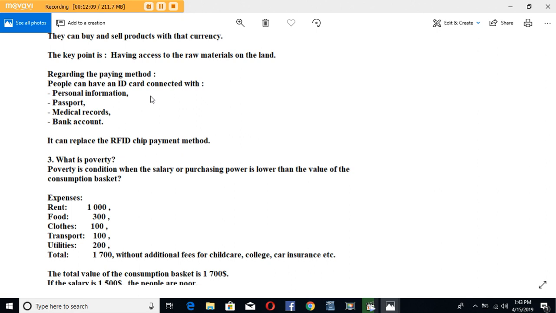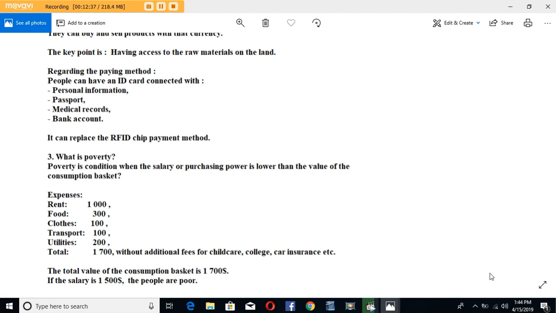3. What is poverty? Poverty is the condition when the salary or purchasing power is lower than the value of the consumption basket. Expenses: rent, 1,000. Food, 300. Clothes, 100. Transport, 100. Utilities, 200. Total, 1,700, without additional fees for childcare, college, car insurance, etc. The total value of the consumption basket is $1,700. If the salary is $1,500, the people are poor.